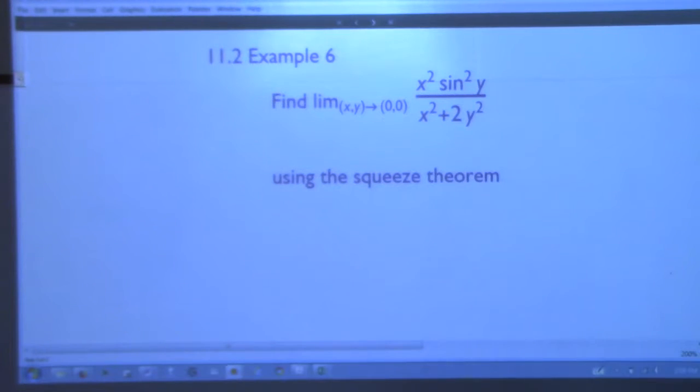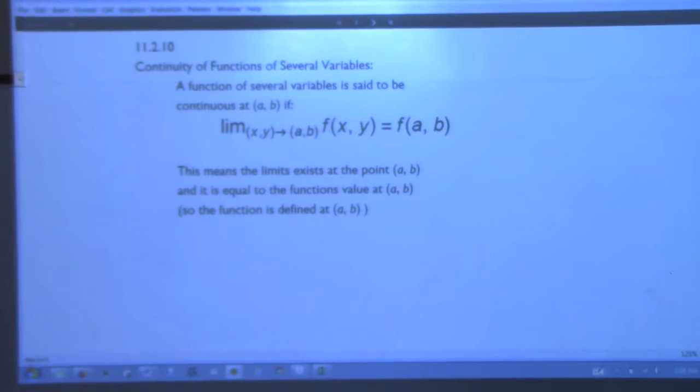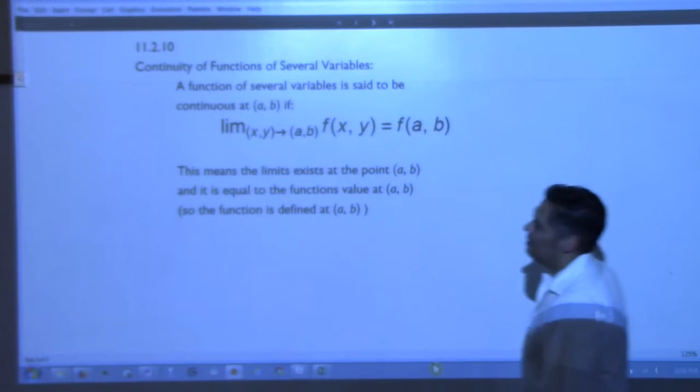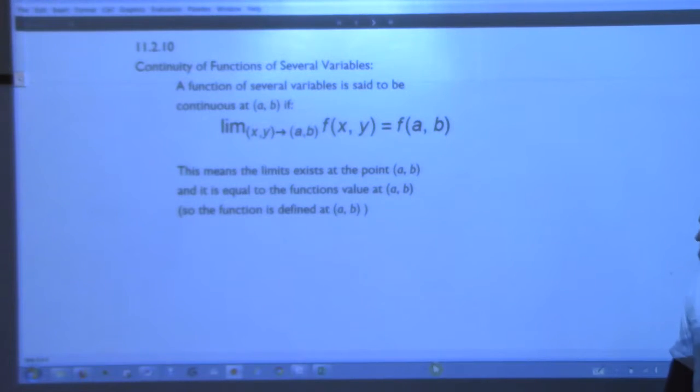I'm pretty sure that's it for this section. Oh, no, sorry, continuity. Well, continuity is an even stronger condition than a limit existing.